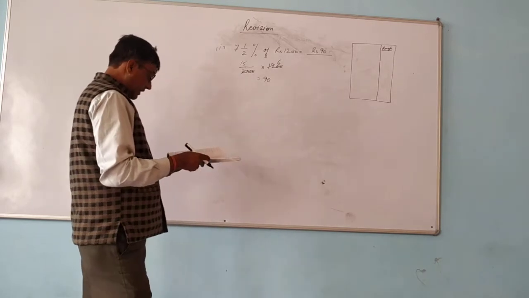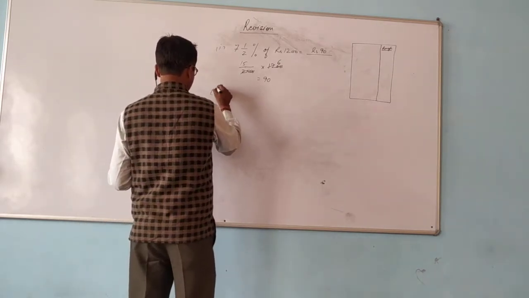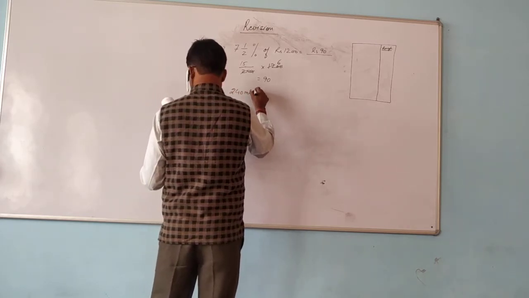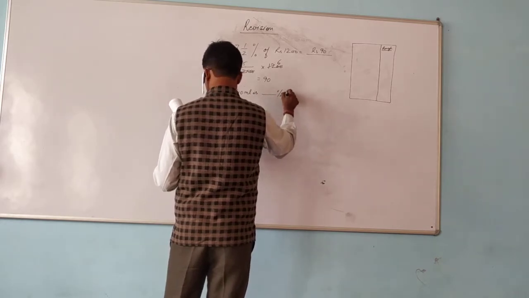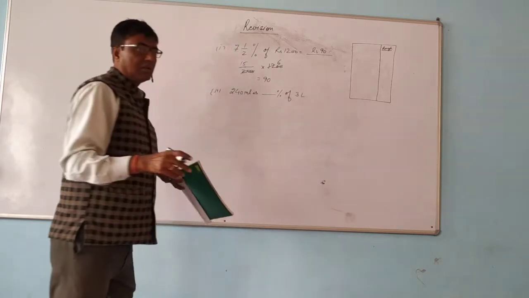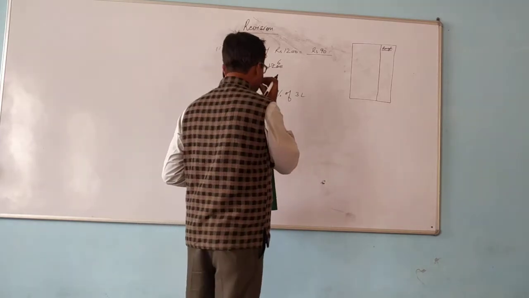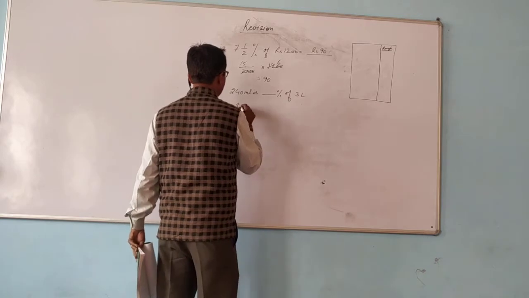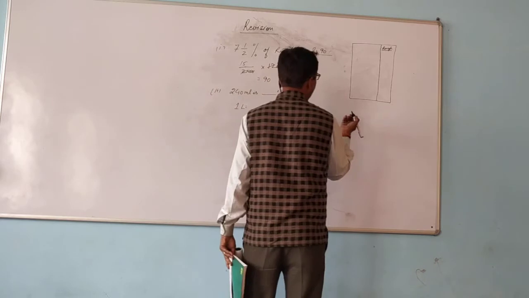Then the second is 240 ml is dash percent of 3 liters. Now here one is in ml, the other is in liters. So you have to convert it into ml. So 1 liter is equals to how many ml? Now how will you see?